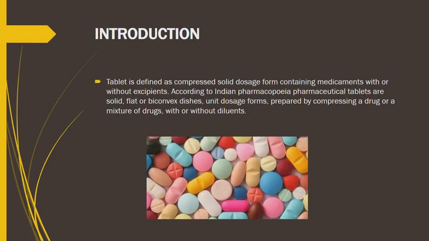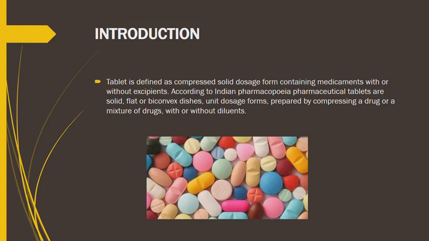Tablet is defined as a compressed solid dosage form containing medicaments with or without excipients. According to Indian Pharmacopoeia, pharmaceutical tablets are solid, flat or biconvex dishes, unit dosage forms prepared by compressing a drug or a mixture of drugs with or without diluents.